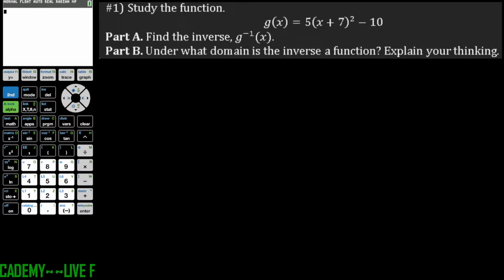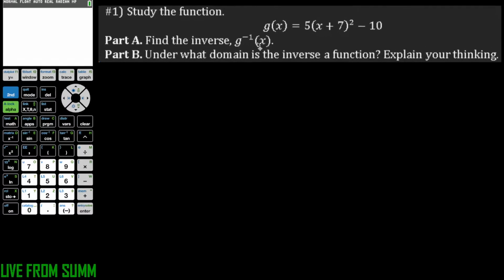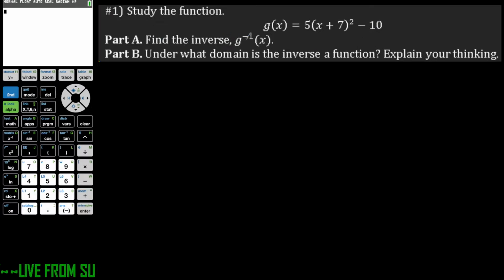In this video, working through that unit number 5 competency test, and we're doing a little practice for it. So it says this. In number 1, it says study the function. It has g of x is equal to 5 times quantity x plus 7 squared minus 10. So first part, find the inverse, and then part B, under what domain is the inverse a function?